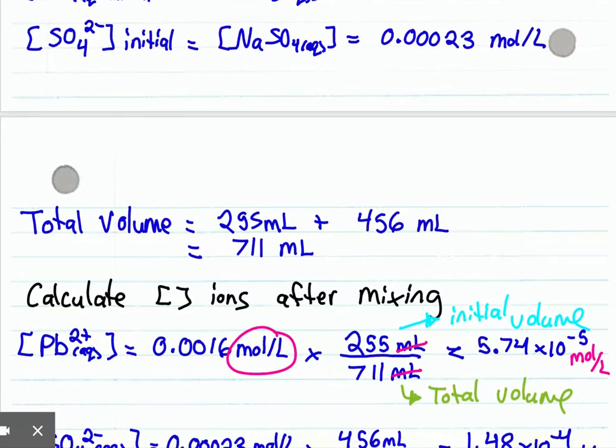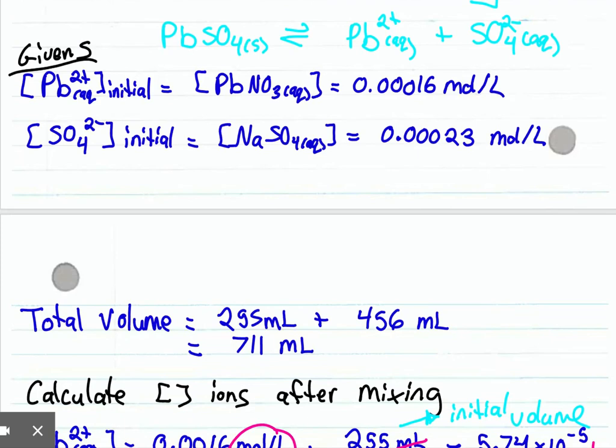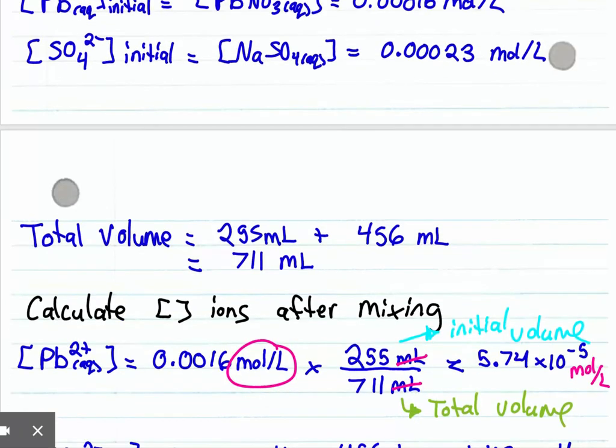We're going to start with the lead ion. So we have our lead ion, and we're going to use just a conversion factor really easily. And we are going to go 0.00. I think I'm missing a zero.